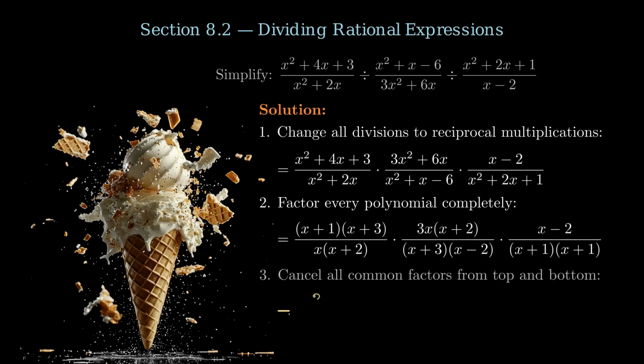Next, factor all numerators and denominators completely to see the factors. Finally, cancel out all the common factors from the top and bottom. After dividing out the identical terms, we get the beautifully simplified answer, 3 over x plus 1.